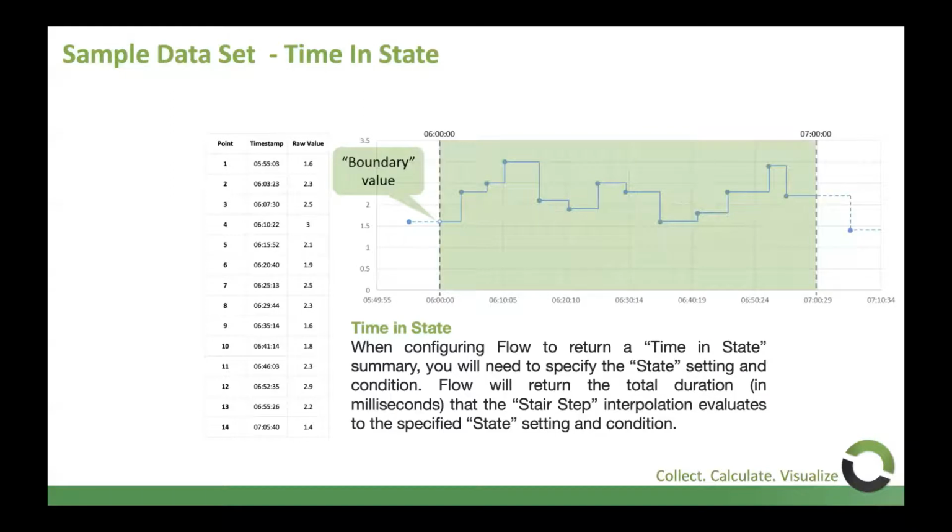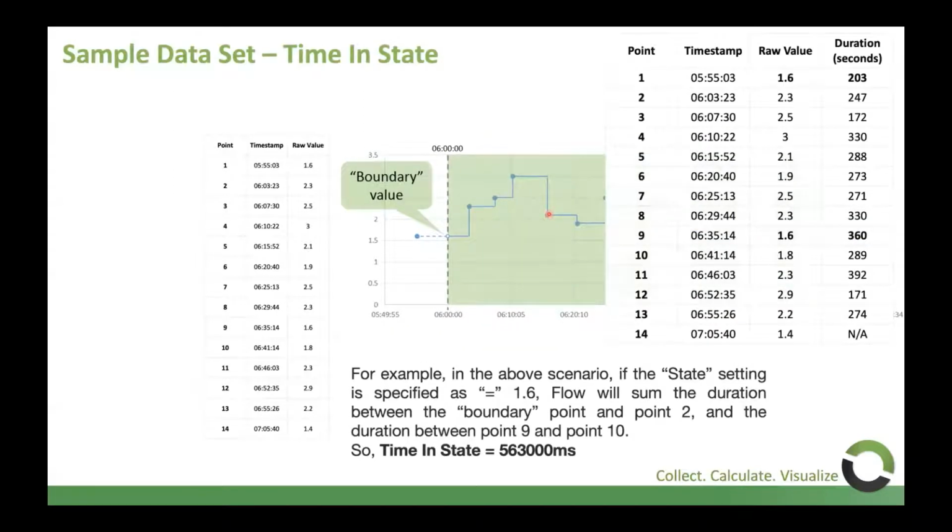So let's look at an example. If I want to know what was my state where my process variable was 1.6, I want to know exactly how long this process variable was equal to 1.6 in my data range. Now we've got 2 points that are in that condition. The first point is our boundary value, right? So we will include the boundary value for the time in state calculation. And we also have another point here, point number 9, that was equal to 1.6.